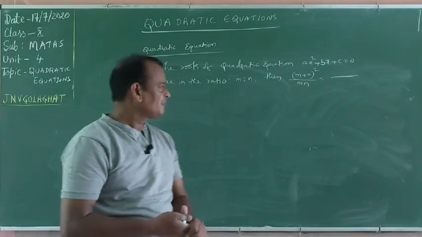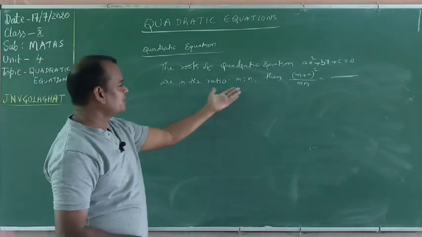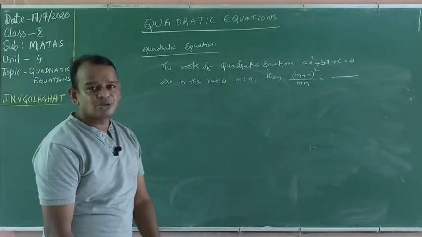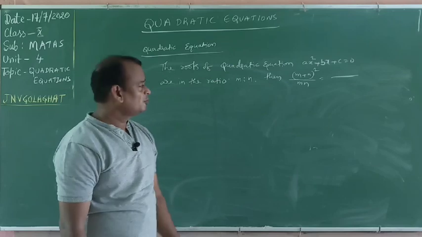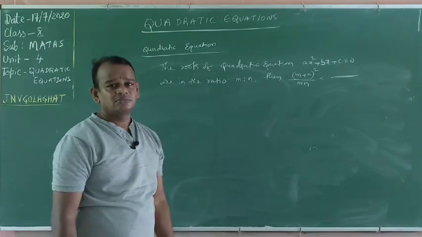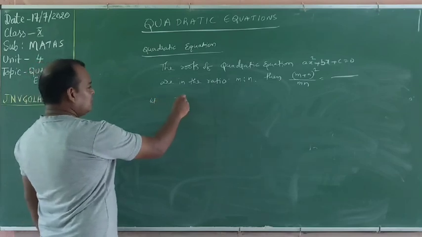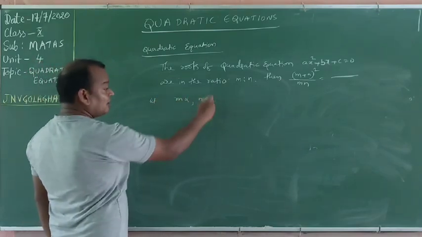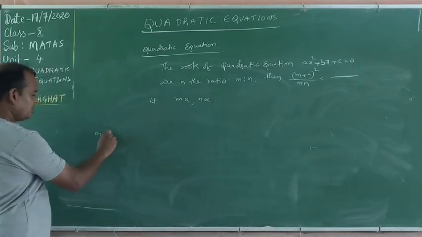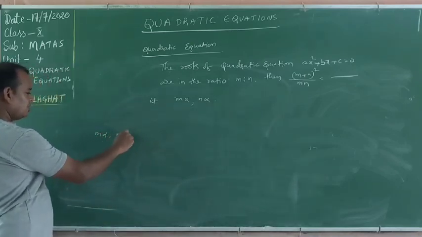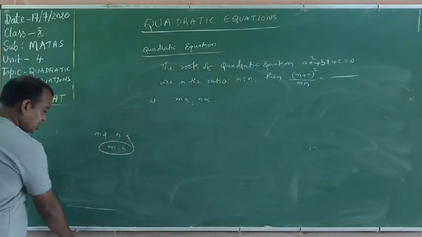Now you discuss: the roots of the quadratic equation ax square plus bx plus c is equal to 0 are in the ratio m is to n, then show that m plus n whole square by mn. What are the roots actually? The roots are alpha, beta. What is the ratio? M is to n. Let the roots be m alpha, n alpha. Say yes or no? Why? M alpha is to n alpha, alpha alpha cancel. What is the ratio of the roots? M is to n. Understand or not?